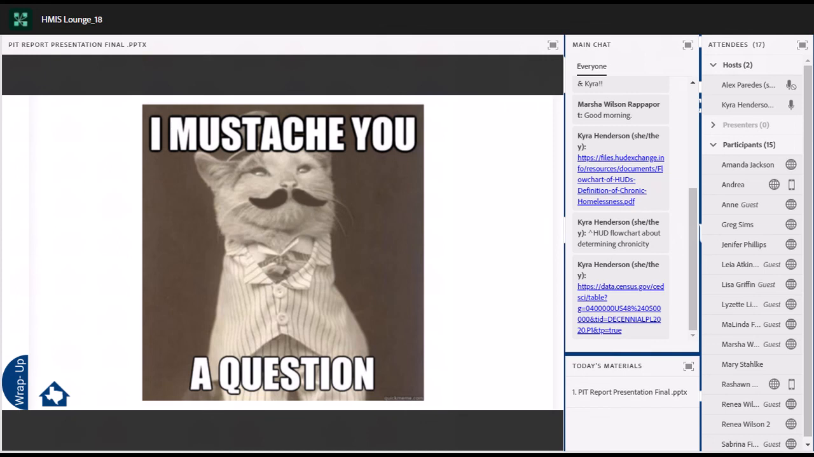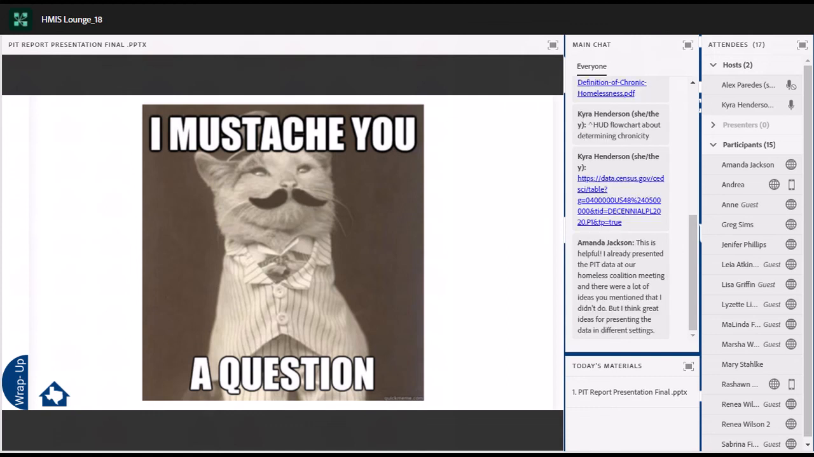Seeing some typing, so we will just hold here. This is helpful. So Amanda said, this is helpful. I already presented the PIT data at our Homeless Coalition meeting, and there were a lot of ideas you mentioned that I didn't do, but I think great ideas for presenting the data in different settings. Absolutely. Yes, Amanda, there's definitely not one right way to do things, and I am constantly learning.